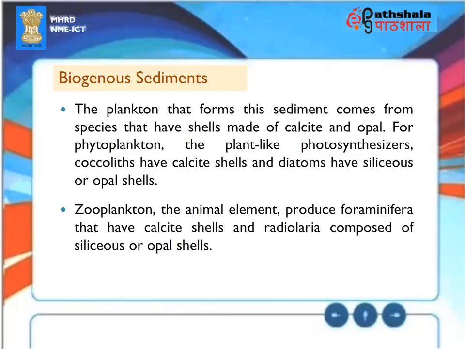For phytoplankton, the plant-like photosynthesizers, coccoliths have calcite shells and diatoms have siliceous or opal shells. Zooplankton, the animal element, produces foraminifera that have calcite shells and radiolaria composed of siliceous or opal shells.